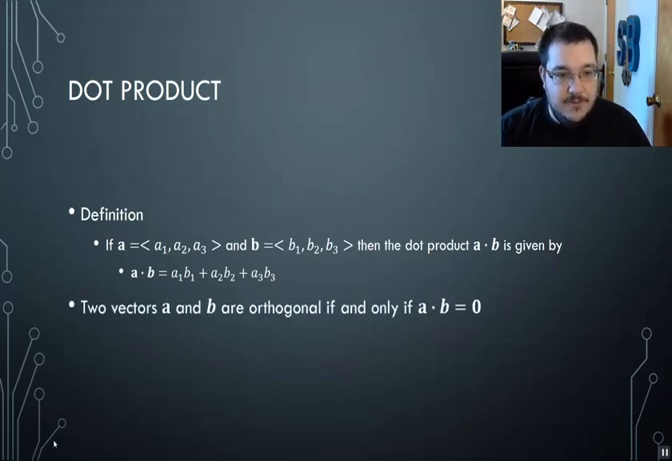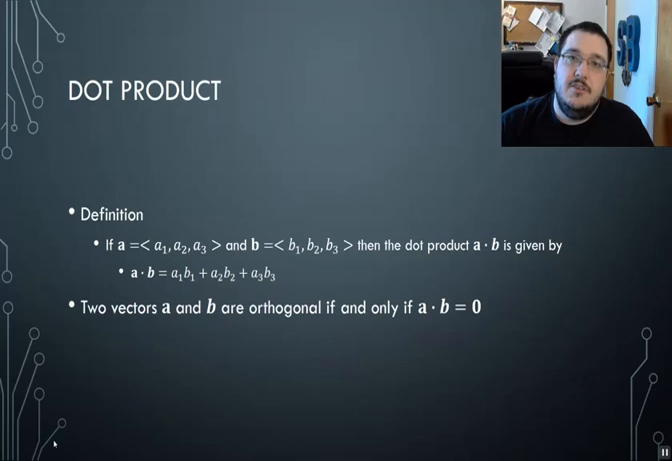Now, here's one of those funky things. A and B are orthogonal if and only if A dot B is 0. So for those of you who don't know, orthogonal means the angle between the two vectors is a right angle. So if A and B form a right angle with each other, you automatically know that the dot product is going to be 0. And vice versa, if you know the dot product is 0, you know that they're going to have an orthogonal angle between them.